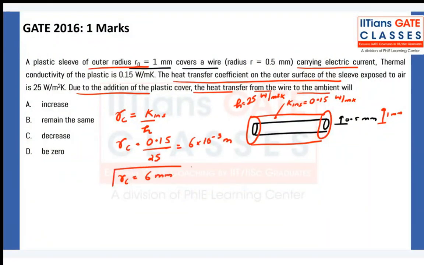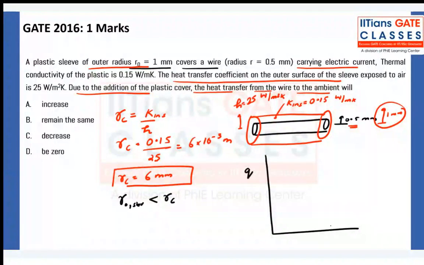Okay. So you see, if you are taking just wire, then the radius is 0.5 millimeter. Even if you have added this plastic sleeve, so now the outer radius is 1 millimeter. So outer radius of this sleeve is basically less than the critical radius. And we all know that if this is your Q and this is your radius, then the graph is something like this. Here we find maximum heat transfer at RC. Here we have outer radius less than RC. Here we have outer radius greater than RC.